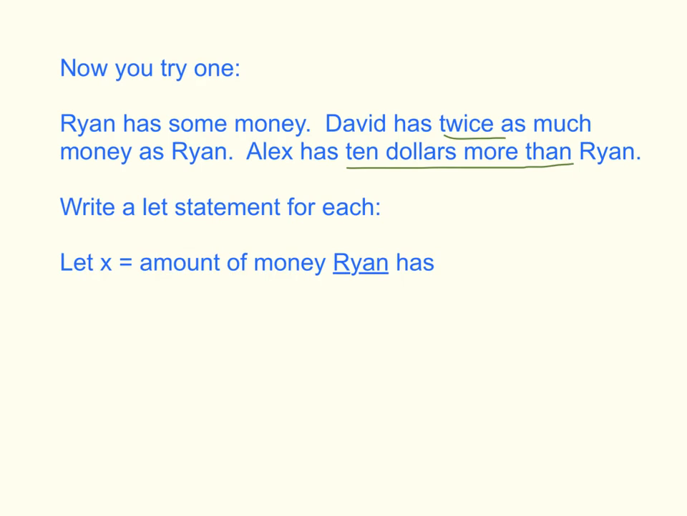Let X equal the amount of money Ryan has. So now using the rest of the information, translate David's information and Alex's into let statements. So you need to write 2 more, one for David, one for Alex. And I'll check those in class tomorrow.